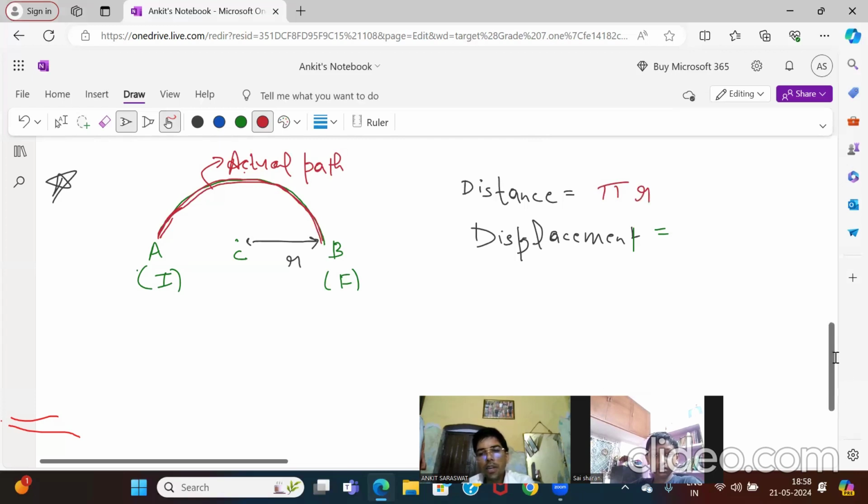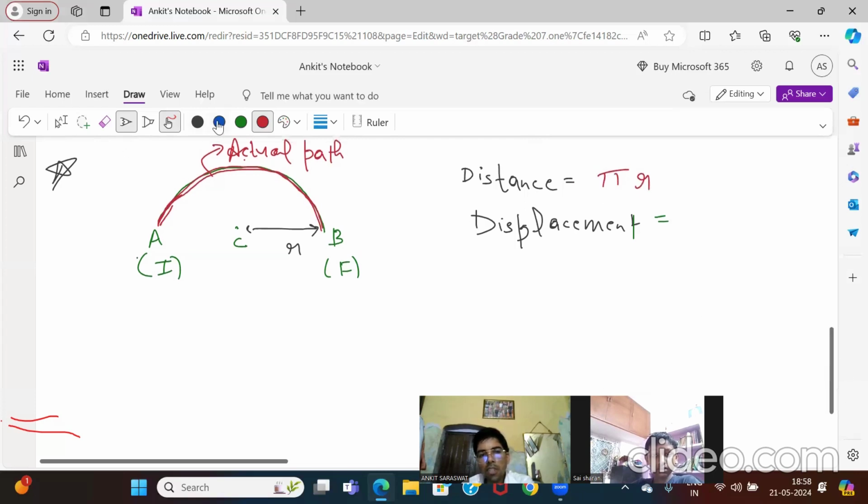Clear? Now, if I ask what is the meaning of displacement here, how much displacement? Just take initial. Where is initial? A is my initial. Final is B. Only see initial and final. Don't see what is the path because displacement does not depend on path. Simply join initial and final like this. Clear?